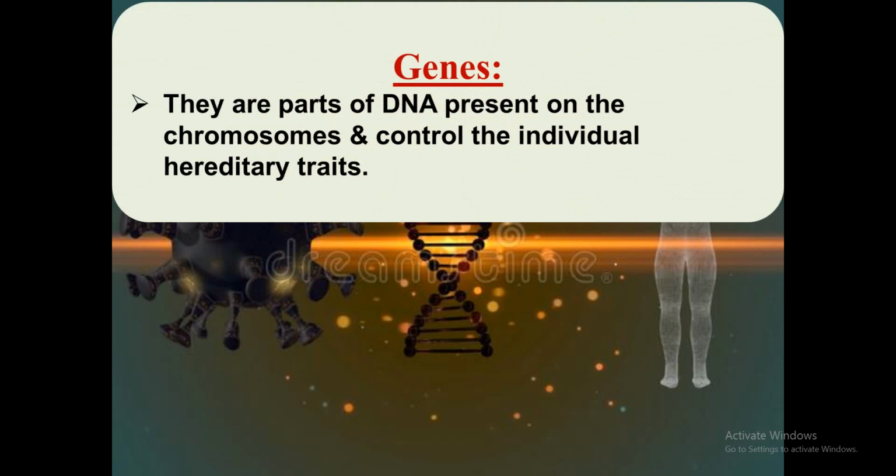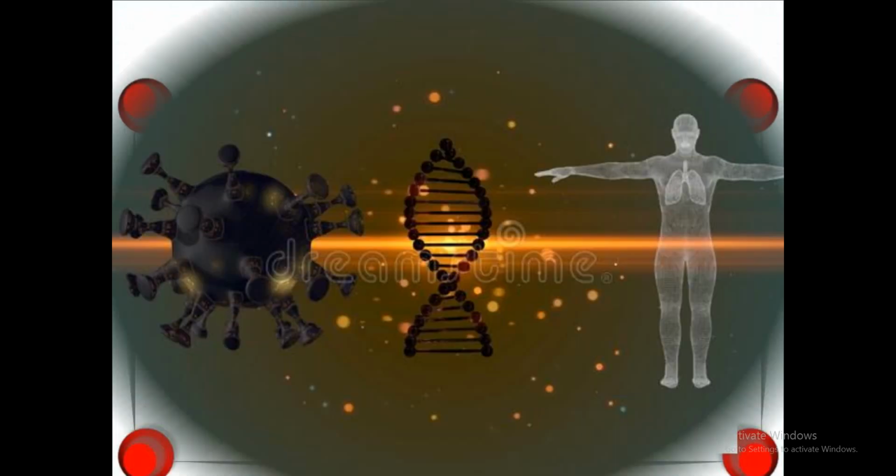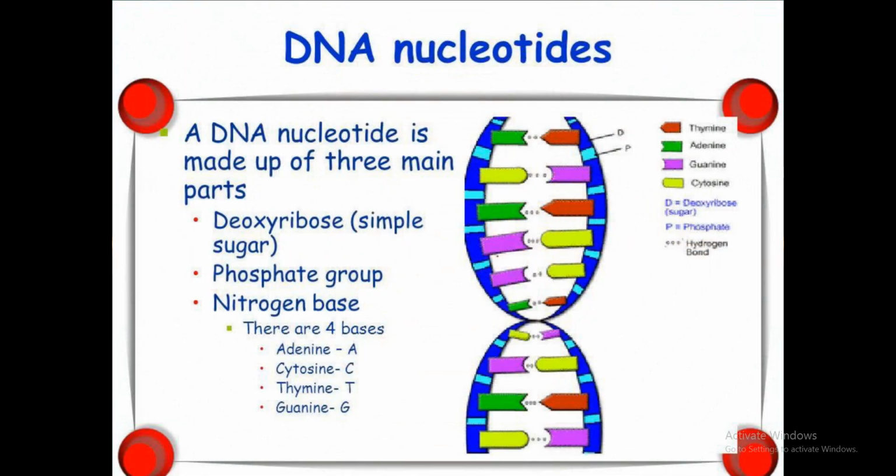What's meant by genes? They are parts of DNA present on the chromosomes that control the individual's hereditary traits. DNA. Two scientists called Watson and Crick were able to make a model for the DNA molecule that is composed of two strands coiled around each other, like a spiral ladder called the double helix. Let's show it. This is DNA. The DNA consists of two strands.